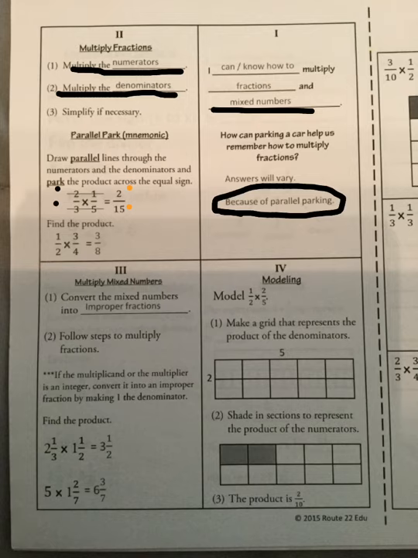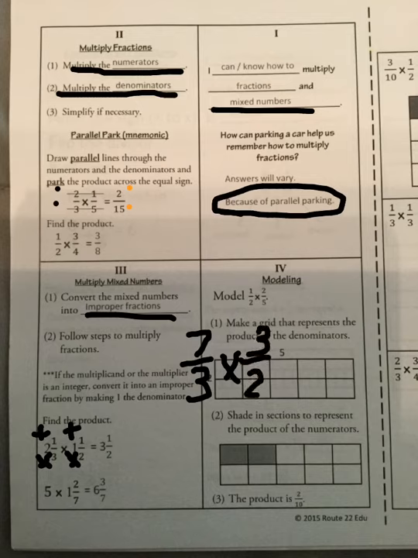Number 3, multiply mixed numbers. Convert the mixed numbers into improper fractions. So this is what we have to do if we're going to be multiplying them. So follow the steps to multiply. It says to find the product. Now, they need to be mixed numbers. So I'm going to multiply 3 times 2 and get 6. And then add the 1 and I get 7. So now I have 7 thirds. And I'm multiplying that by 2 times 1 is 2 plus 1 is 3. So I'm going to multiply that by 3 over 2.